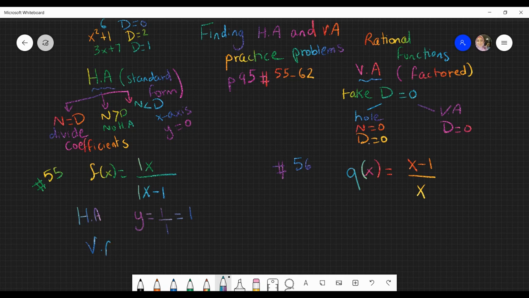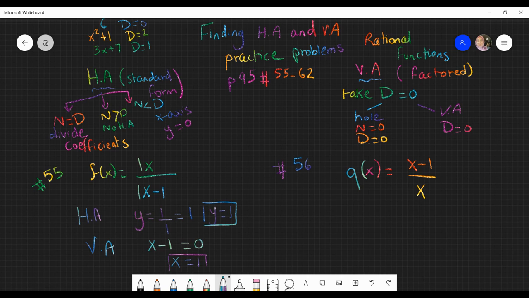Now, for vertical asymptote, I'm going to take the denominator, and since the denominator is linear, there's no need for factoring, I'm going to equal it to 0, and I got this answer. And again, this is an equation of a line. This is not a coordinate. So x equals 1 would be the vertical asymptote, and y equals 1 would be the horizontal asymptote for number 55.